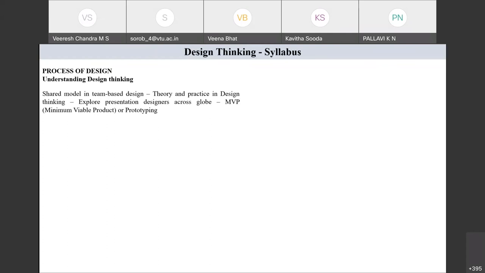No. There is a particular person or a team who will present that design in front of the customer in a very colorful and attractive way. Informative, of course. Informative, colorful, attractive. You can add words. So he is called a presentation designer. We will explore the different products, different types of industries, different presentation designers, how exactly they work.